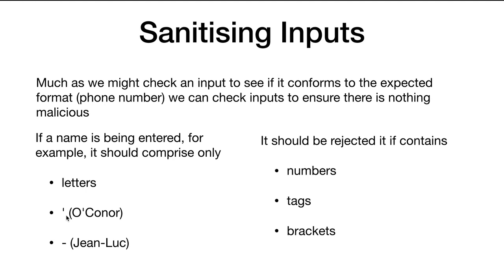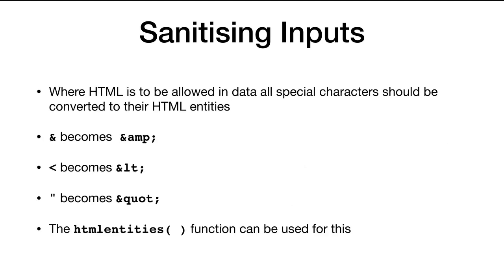There may be scenarios where we need free form input. And what we can do there is convert special characters into their HTML entities. So ampersand would become ampersand AMP semicolon. This open bracket here would become ampersand LT. So this would never be misinterpreted as the beginning of a tag.